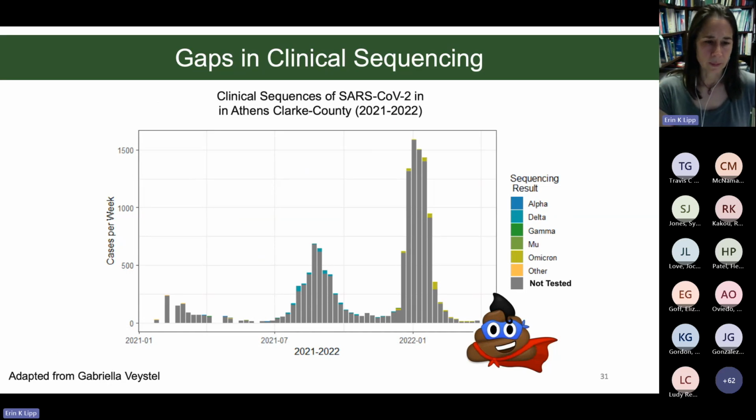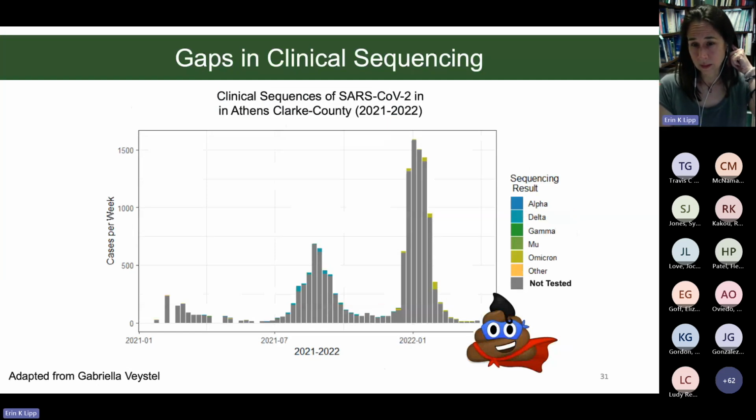If we look at an epidemic curve from Athens, Georgia, from January 2021 to January of 2022, we capture the Delta wave in the middle, and then the first Omicron wave on the right. Most of these bars are gray. The little colored part of the bars are the clinical samples that were sequenced. That's where we can see the waves come in. The blue shows the Delta, the light green shows the Omicron, but you can see we're missing as many sequences as we have, and we do have a lot of clinical sequences. We're still missing a lot of them. There are things that we could be missing in terms of our surveillance.